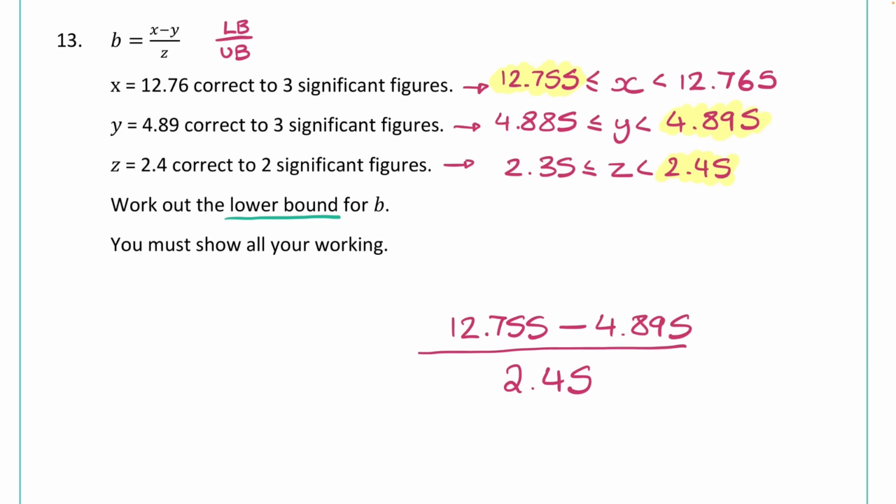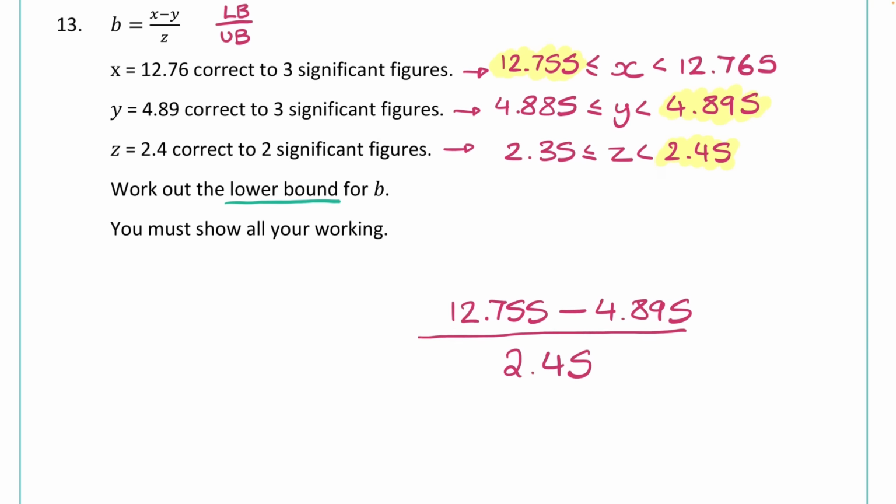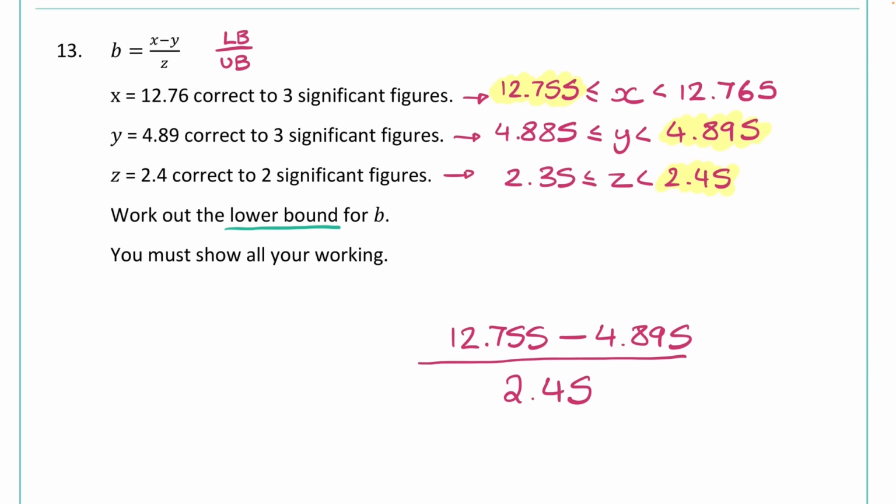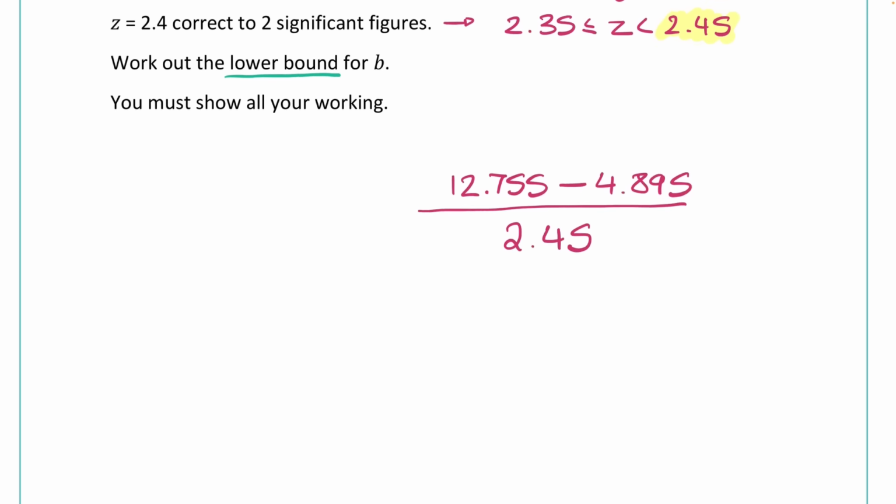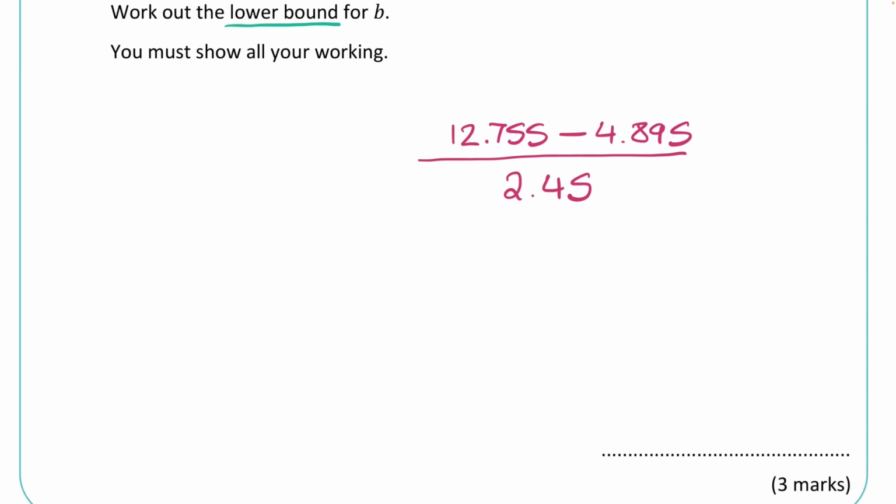Once we've done this, double check your thought process. Just make sure you're happy with all the types of numbers you've created. Does that definitely create the smallest possible answer? If you're not sure, you can always test some slightly different combinations. So you could do this, then you could swap the 4.895 to 4.885 and see if it makes a smaller answer. Or you could swap the 12.755 for the 12.765. Okay, you will notice that you will get the smallest answer though with this combination.